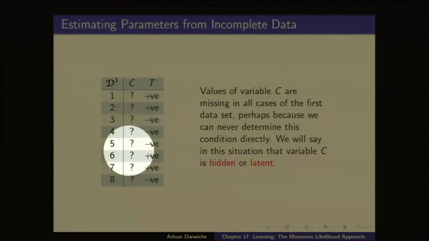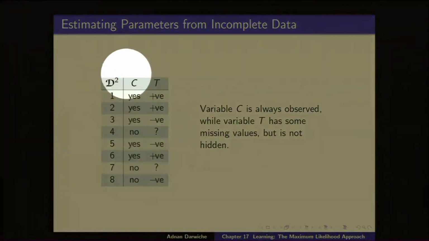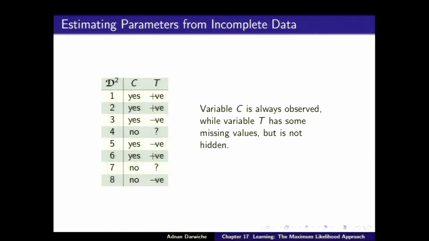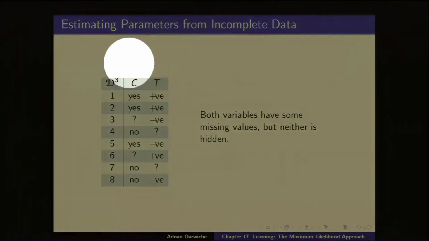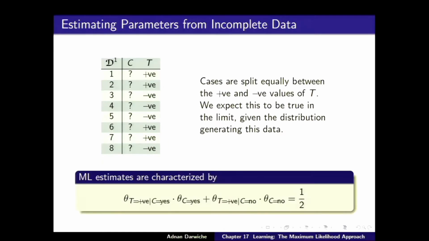So it's always missing. In the second one, C is always known, so it's an observed variable. And T sometimes is known, sometimes it's not. So now we've seen C being hidden, and C being always observed. And then the third type is where you see both types. So we don't have hidden variables, and we don't have always-observed variables. C sometimes has values, sometimes does not, and likewise T. Again, some of these distinctions will become relevant later.